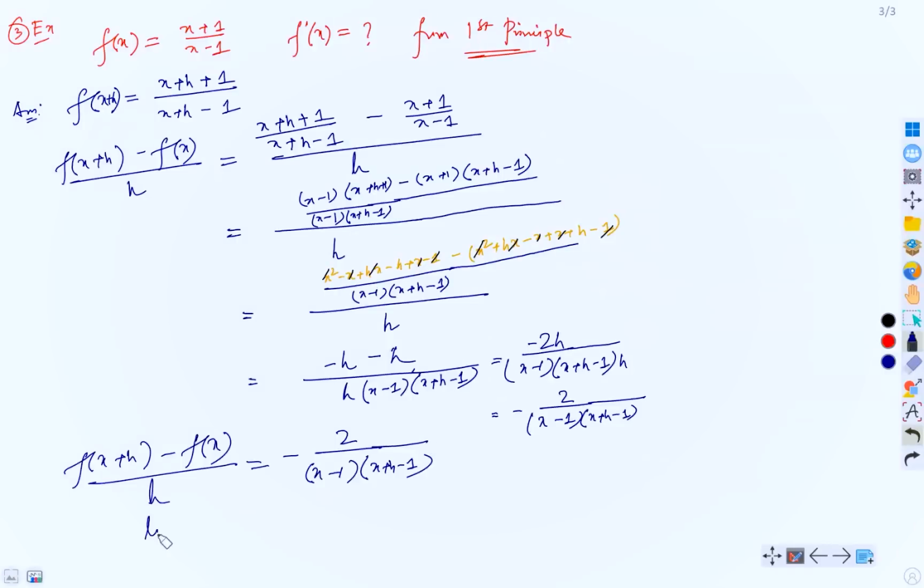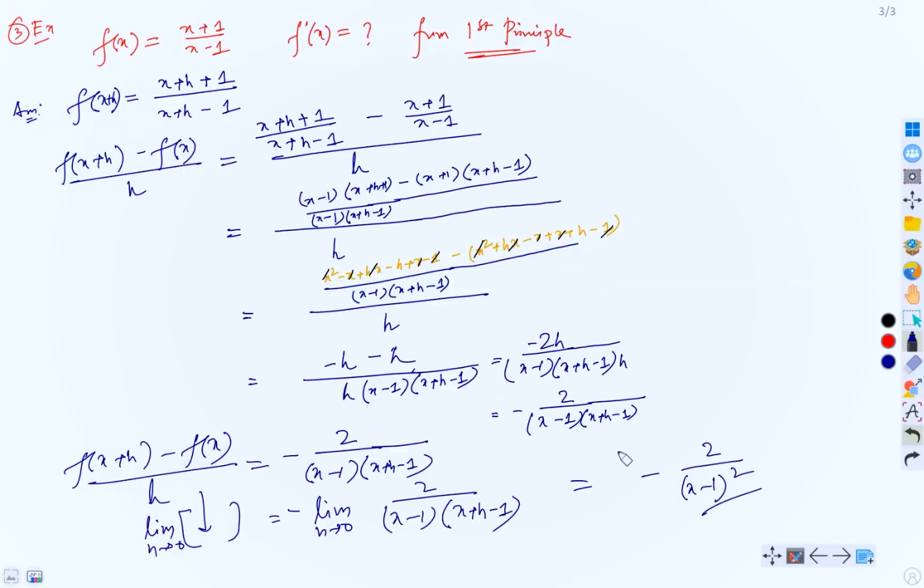Now if we take limit to both sides, I am not writing the expression again. So if I take limit to both sides, you have minus 2 upon x minus 1, x plus h minus 1. Here just substitute h equals 0. We obtain 2 by x minus 1 whole square. Okay. Therefore, from the first principle, we obtain that f dash x equals minus of 2 upon x minus 1 whole square. Okay.